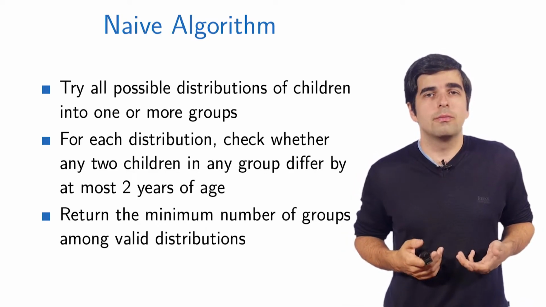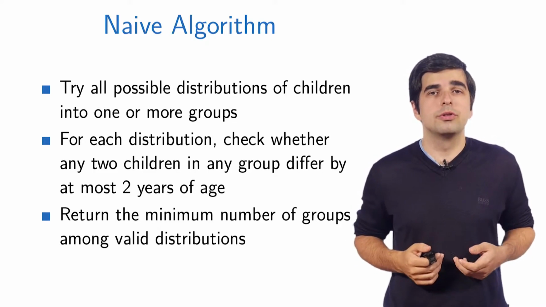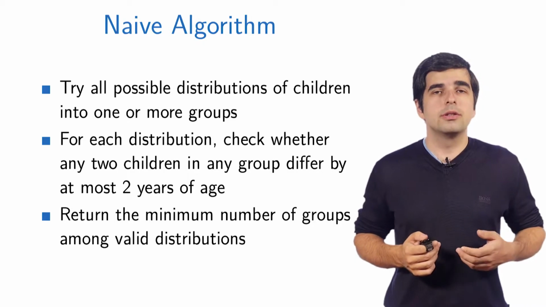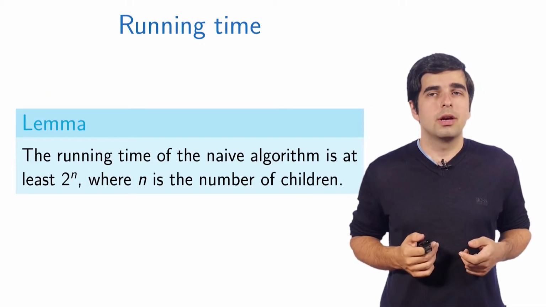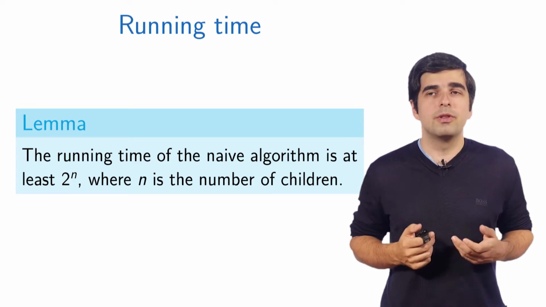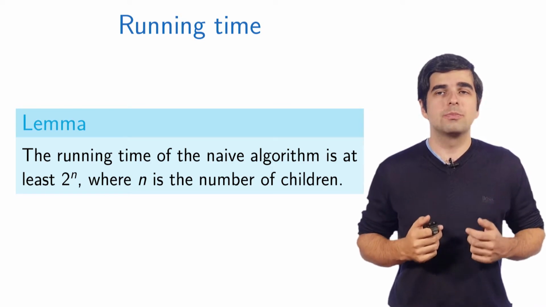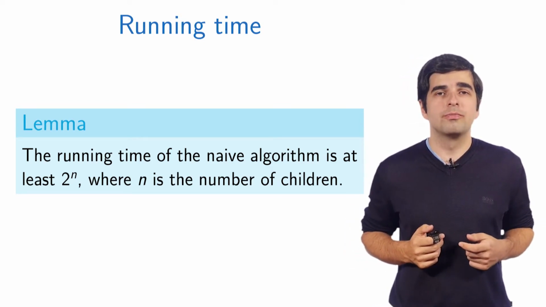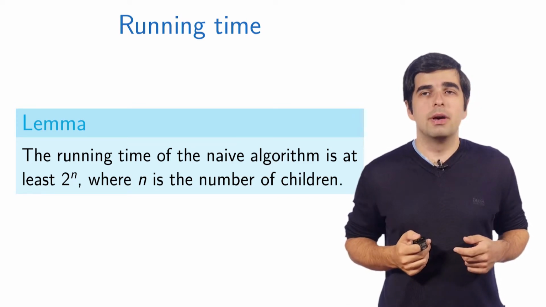So this algorithm obviously will work because it will consider all the possible distributions of children to groups, but there is a small problem with this algorithm. It's running time. And the lemma states that the running time of the naive algorithm is at least 2 to the power of n, at least exponential, where n is the number of children. And that is bad, but we will see in a few minutes why it is bad.